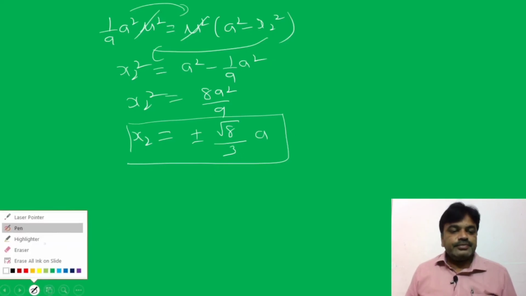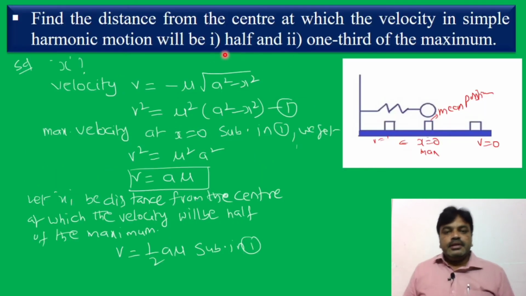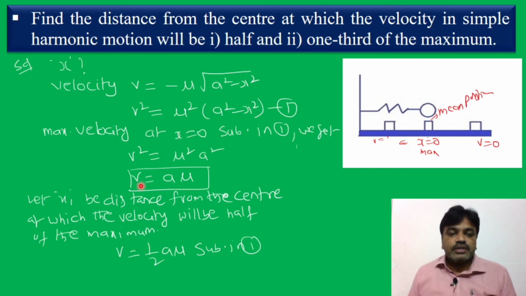Once again, here we are finding the distance, friends. For that, the velocity is given. We write down the velocity formula and square on both sides. At x = a the velocity is 0, and gradually it increases; at the equilibrium or mean position we get maximum velocity. So the maximum velocity is at x = 0, and substituting x = 0 we get v = aω.